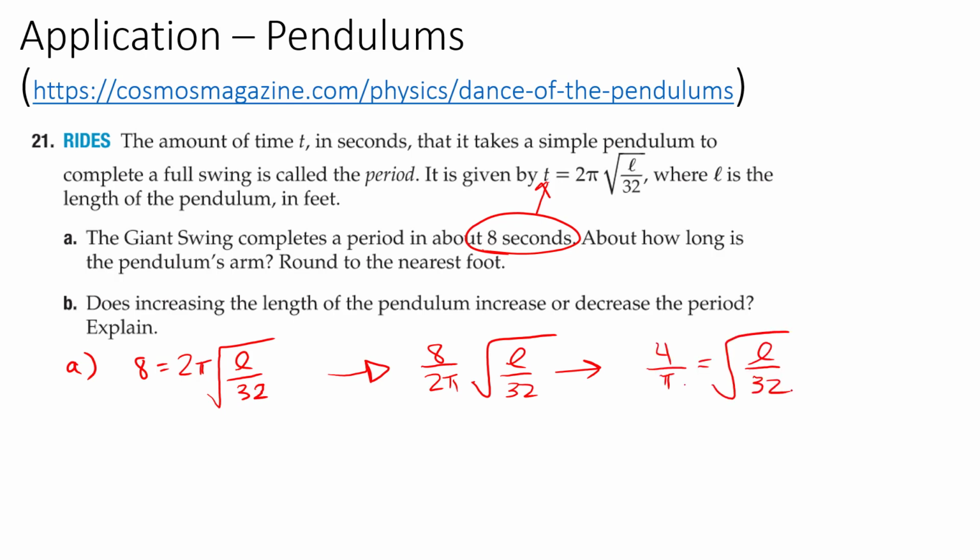You finish that one, and then letter B says, does increasing the length increase or decrease the period, the time it takes to go back and forth? So think about the equation and what intuition that might give you. Again, the equation looks like this. So if we make this larger, what will happen here to the time? So think about that in terms of the equation, and then watch that video and see what really happens.